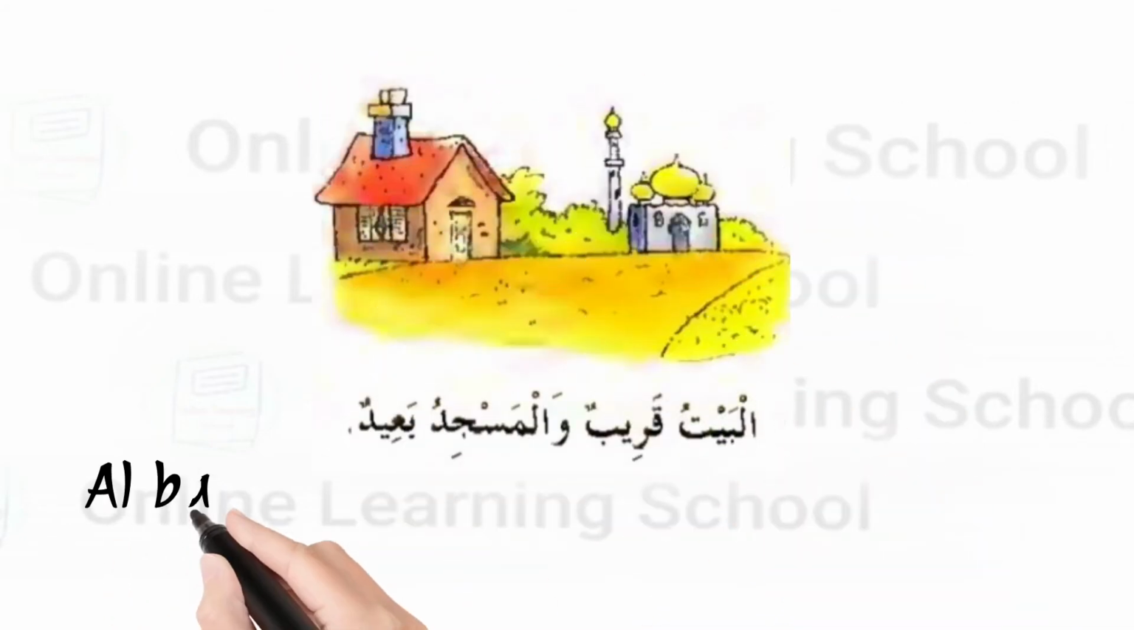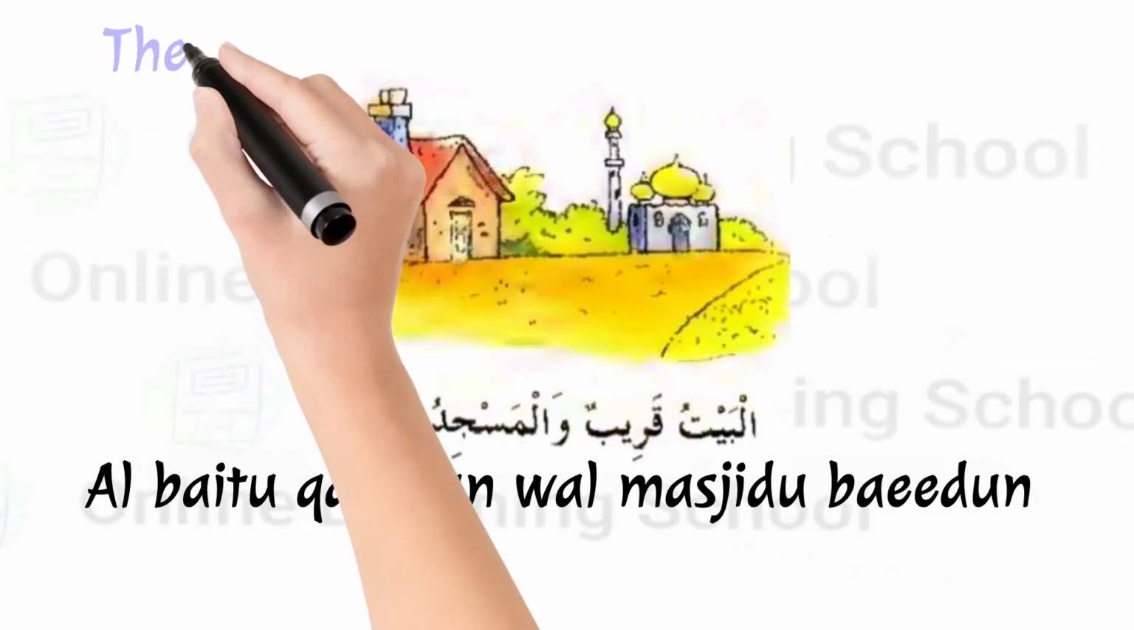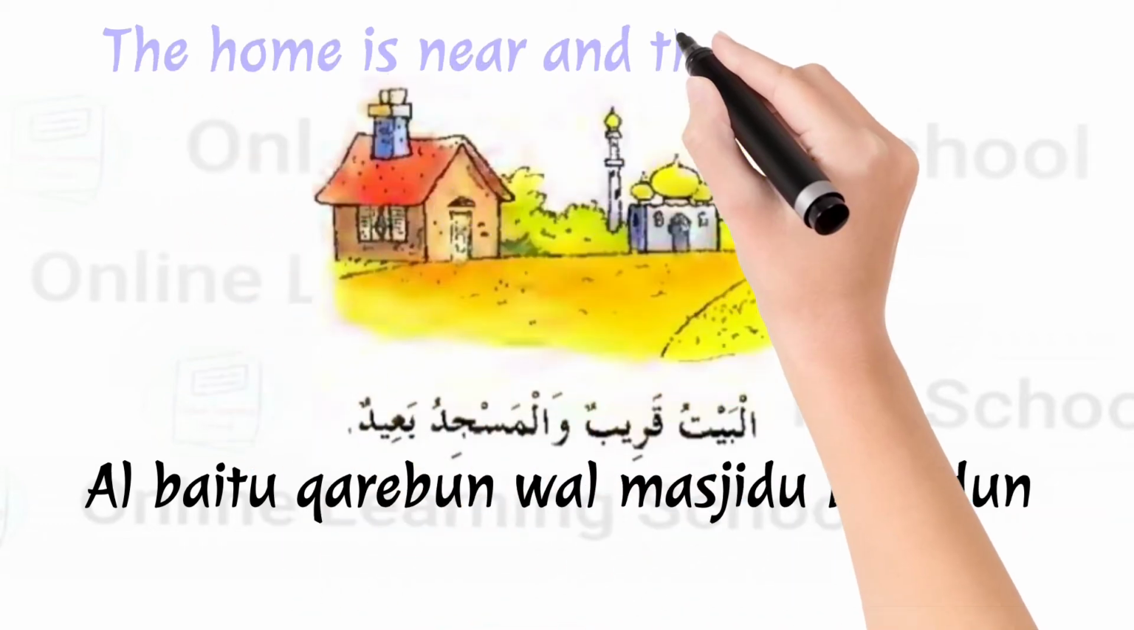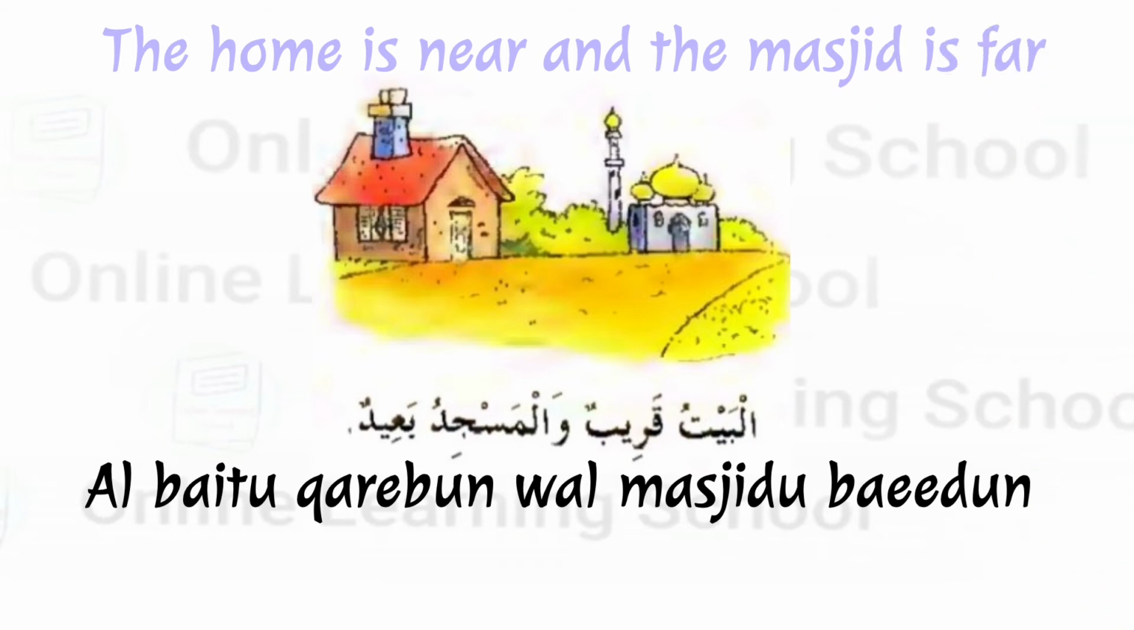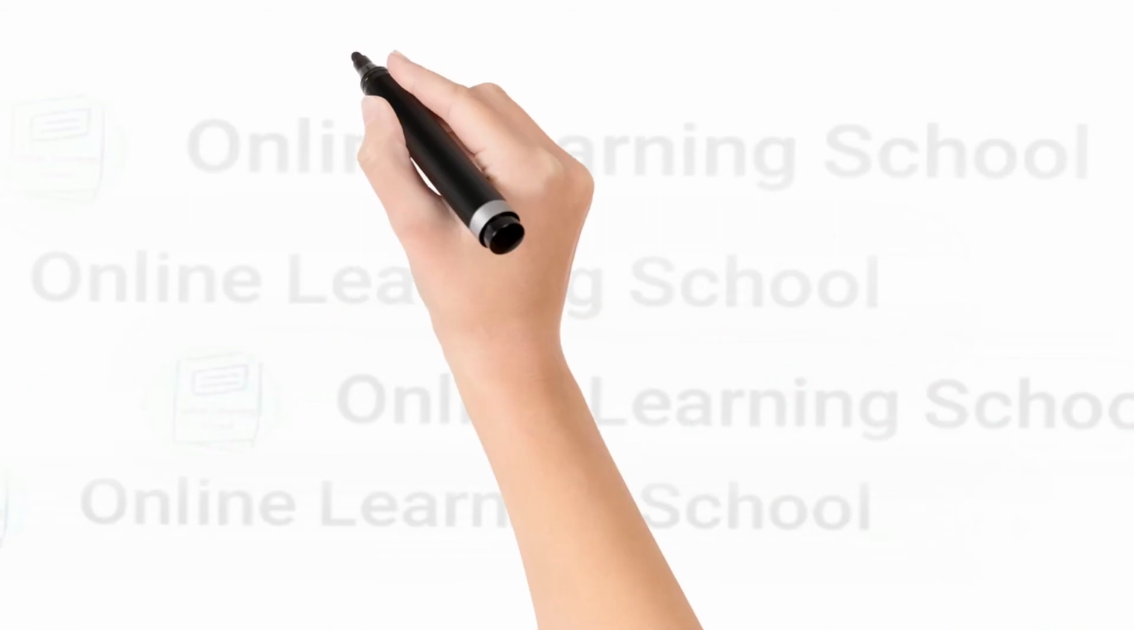Okay, next one is Al-Baytu Qaribun wal Masjidu Ba'idun. The home is near and the masjid is far. Bayt means home, Qarib means near, Masjid means masjid or mosque, Ba'id means far.